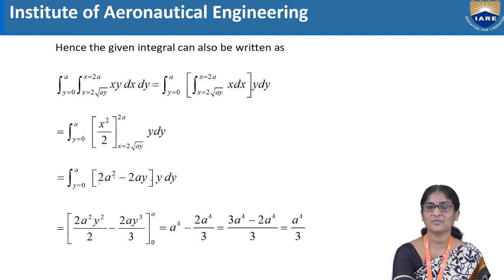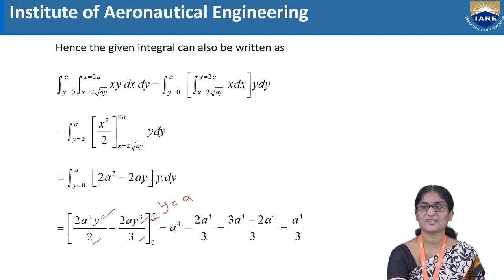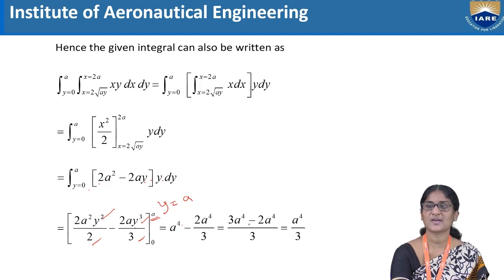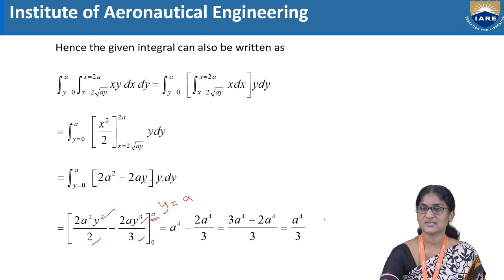I don't have a y variable here, so I'll take it from here. Integral of y is y square by 2, and integral of y into y, that is y square, is nothing but y cube by 3. So a to the power of 4. Wherever y is there, you substitute a because you have upper limit as a here. So a to the power of 4 minus 4a to the power of 4 by 3, which is equal to 3a to the power of 4 minus 2a to the power of 4 by 3, which is equal to a to the power of 4 by 3. That is the answer.